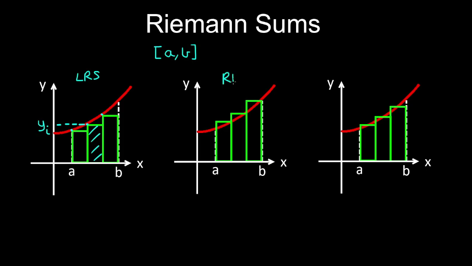Now with the right Riemann sum, the right of each rectangle touches the curve, and similar to the left Riemann sum, we use these values to obtain the area of each rectangle and then sum up those areas. And the midpoint Riemann sum uses the value of the function at the midpoint of each rectangle to obtain the area under the curve. And we can observe that depending on how the function behaves, you may get an underestimate or overestimate to the approximation of the area under the curve.